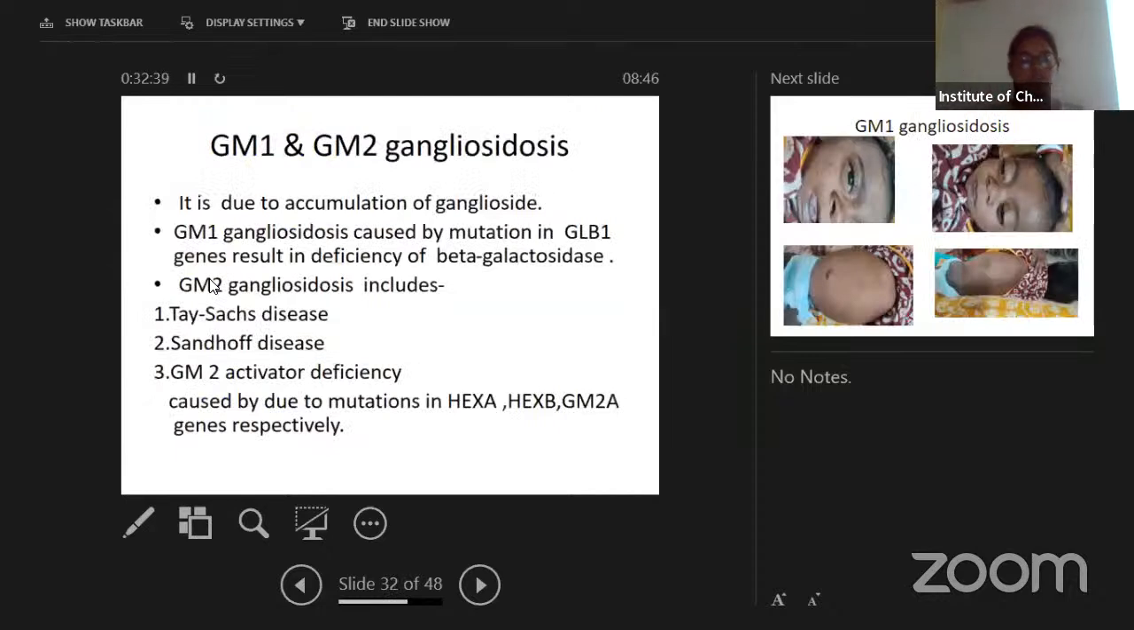GM1 and GM2 gangliosidosis. It is due to accumulation of the gangliosides. GM1 gangliosidosis is caused by mutation in the GLB1 gene, resulting in deficiency of beta galactosidase. GM2 gangliosidosis includes Tay-Sachs disease, Sandhoff disease, and GM2 activator deficiency, which are caused by mutations in the HEXA gene, HEXB gene, and GM2A gene, respectively.